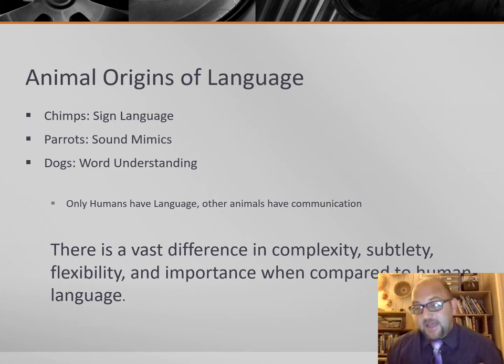Now, with that said, the best research that we have so far, emphasis on the so far, is that there is this vast difference in complexity, subtlety, flexibility, all of this, when you talk about human language compared to animal language. And a good example of this is if I said to you, lightsaber. Okay. I've always had one or two students that's never seen Star Wars, but even they know what a lightsaber is. Every single one of you knows what a lightsaber is.